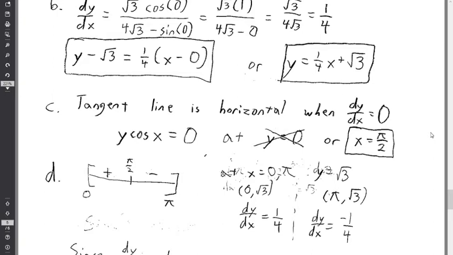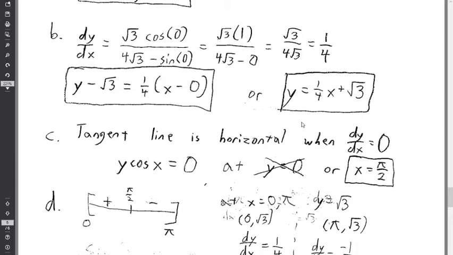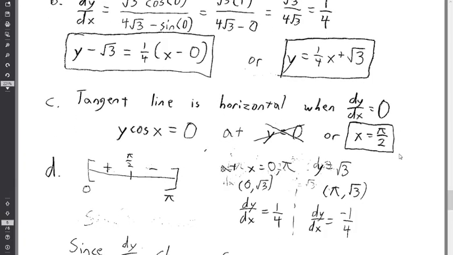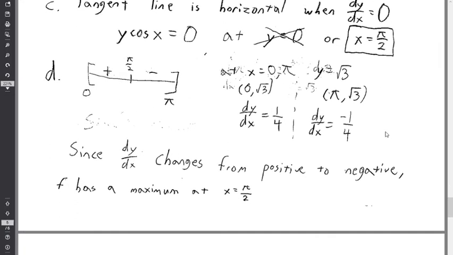At (0, square root of 3), we already figured out what dy dx was. We did that in part B. And then at (pi, square root of 3), at the other endpoint, dy dx is negative 1/4. Because now instead of the cosine of 0 on the top, we've got the cosine of pi, which is negative 1. So it's all the same as we did in part B, except the cosine ended up being negative. So we get a negative 1/4. So that means it was positive to the left and negative to the right. So we are changing from positive to negative. That means we have a maximum at pi over 2.